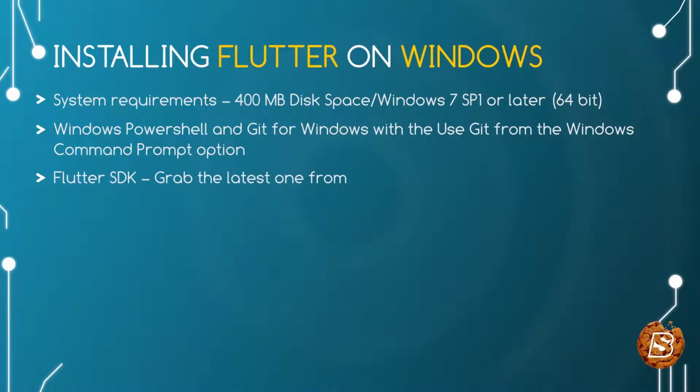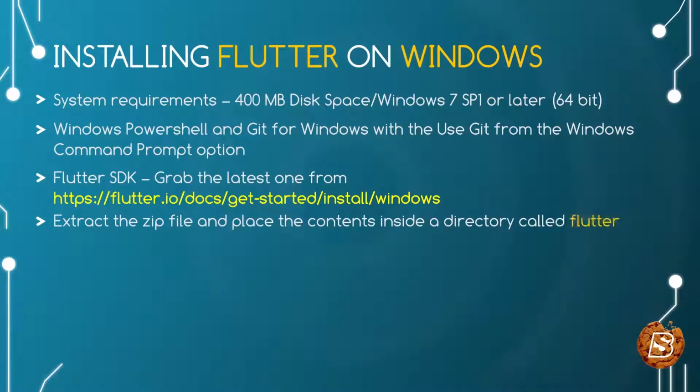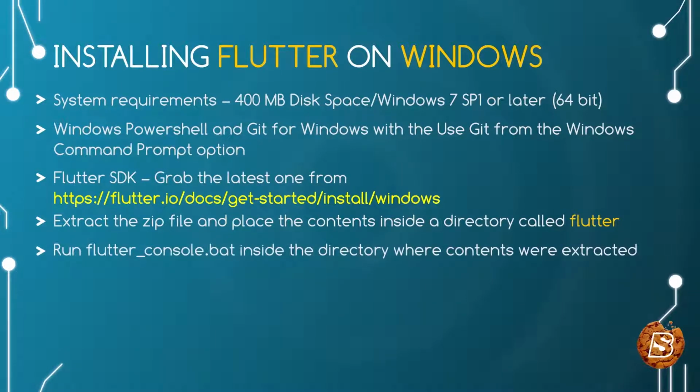It's available as a zip file, and you can grab the latest one from this URL, that is flutter.io docs get started install Windows. Once you have downloaded the zip file, you can extract it inside a directory, let's call it Flutter, and then in that directory you'll find a batch file called flutter_console.batch.